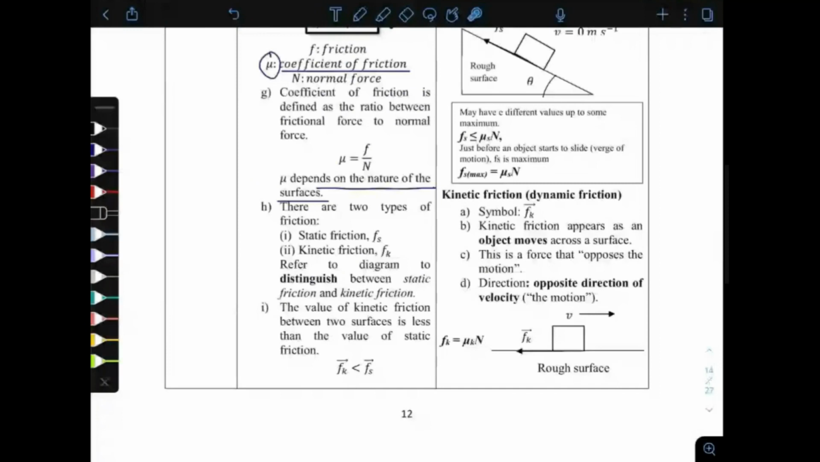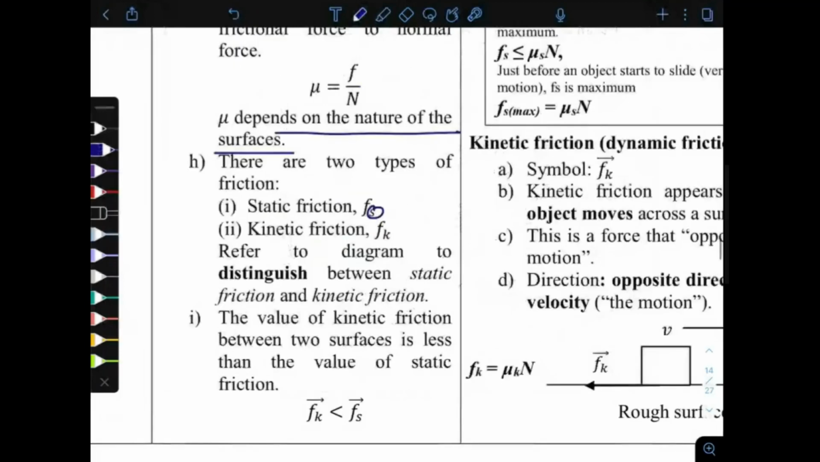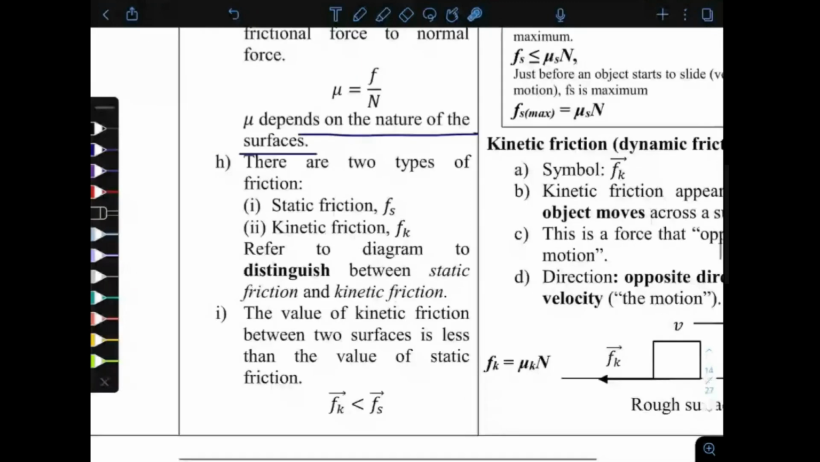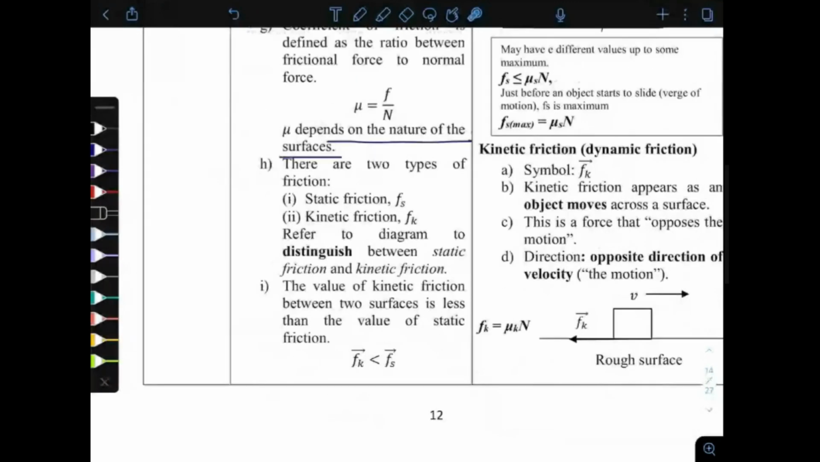However, there are two types of frictional force. Kita akan ada static friction dan juga kinetic friction. Static friction, kita guna simbol F subscript S. Ada S kecil dekat bawah tu. And then, kinetic friction pula, kita guna F subscript K dekat sini. Kita ada simbol K kecil dekat bawah sini. Okay, kejap lagi kita akan tengok how do we distinguish between static friction and kinetic friction.